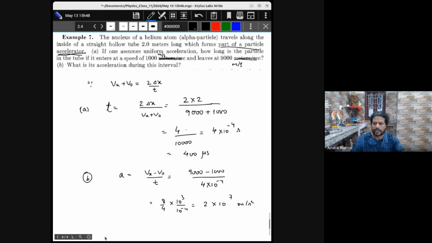This seems to be a very large acceleration, by the way. Basically, for every second the speed changes by 2 into 10 power 7 meter per second. It seems quite large, large for us, but for particles it is actually a standard acceleration. 20 million meters per second per second seems like a large value, but it's not.